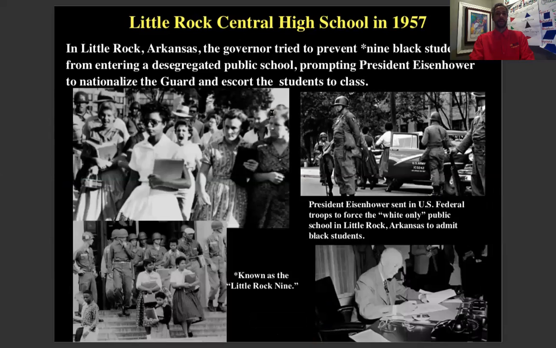Of course, there was pushback. In Little Rock, Arkansas, the governor tried to prevent 9 Black students from entering a public school. President Eisenhower sent federal troops to allow the students in. They became known as the Little Rock Nine.